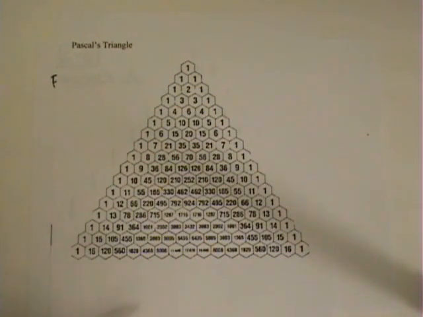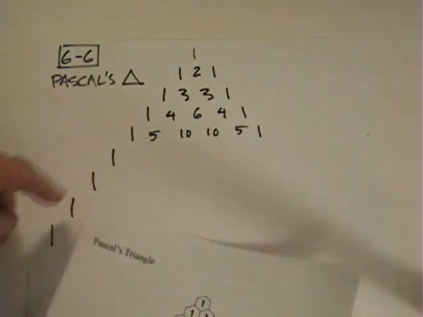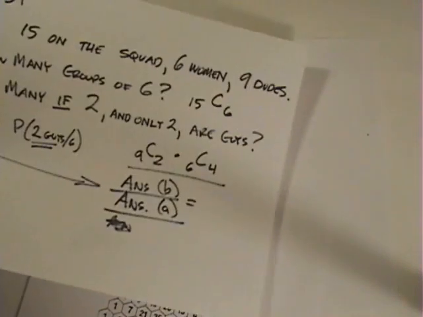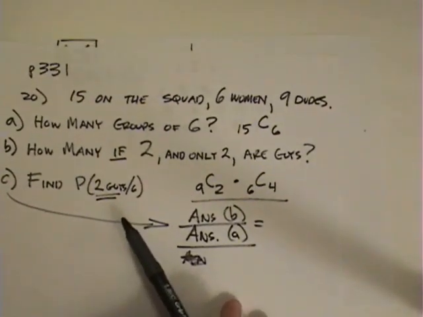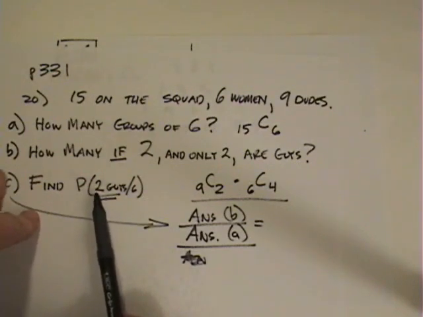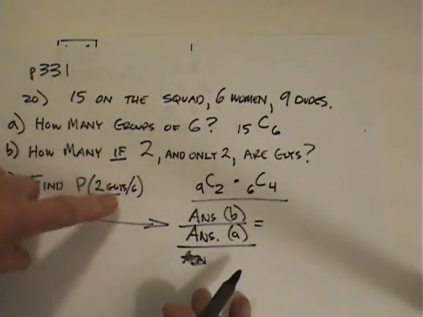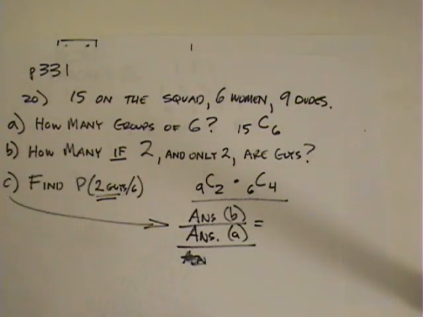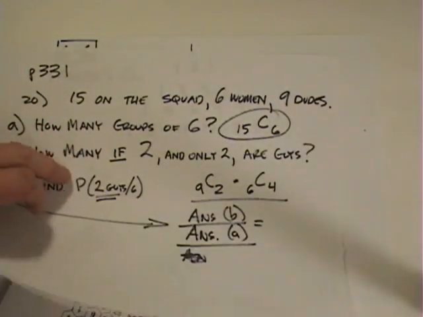So what do we use Pascal's triangle for? Well, as I've just shown, it's a way of using our nCr numbers. So if we go back to a problem from not so very long ago, where we were on page 331, and we're looking at these cheerleading squads, and we're working out the probability that we have a squad with exactly 2 guys out of 6 when we're choosing 6 at random. Our probability is just going to be the things we're interested in, and that's 2 guys out of 6 out of the total, and that's just 6 out of 15. So really, we're looking for 15C6. All right.